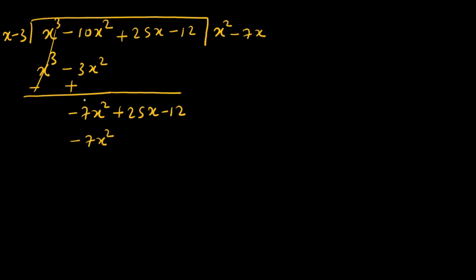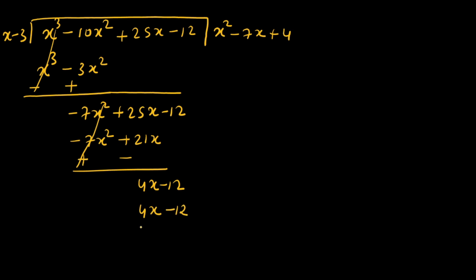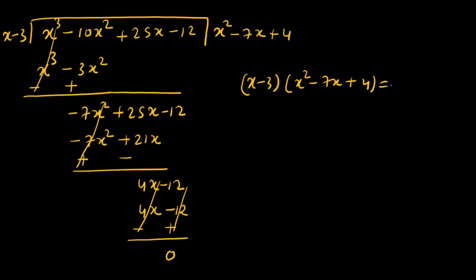Minus 7x is multiplied by minus 3, and we get plus 21x. Then here plus and here minus, so this cancels out, and 25x minus 21x is 4x minus 12. Now 4 is multiplied by x, and we get 4x, and 4 is multiplied by minus 3, and we get minus 12. Then here negative sign and here positive sign. 4x minus 4x cancels out, and minus 12 plus 12 cancels. So here 0. So the factors of this cubic are x minus 3 multiplied by x squared minus 7x plus 4, and this equals 0.